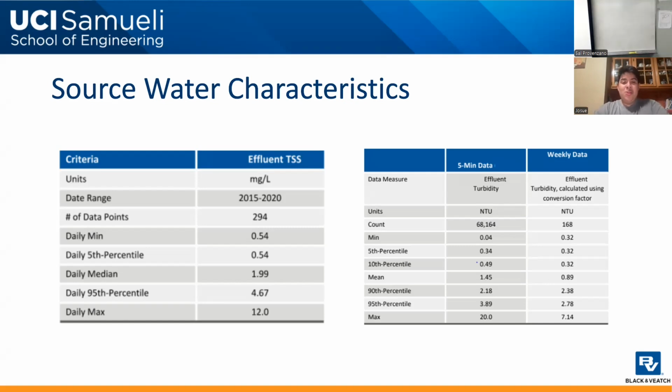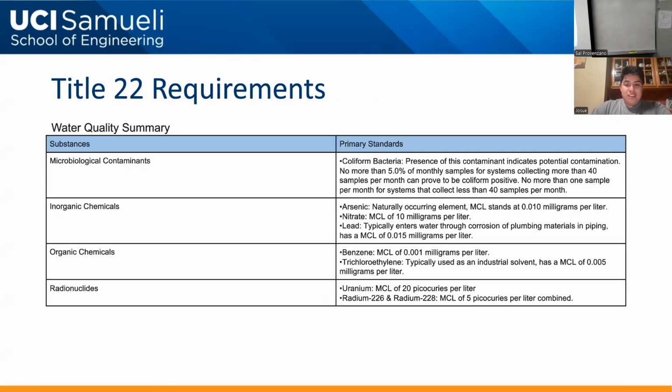Hi, my name is Josue, and today I'll be talking more about our source water characteristics. The following two graphs below show our current water quality that's coming from the existing treatment facility, and this is the water we're going to be receiving and treating to a higher standard. The following slide, which focuses on Title 22 requirements, details contaminants that we must treat to a standard that's acceptable, and more on Title 22 is as follows.